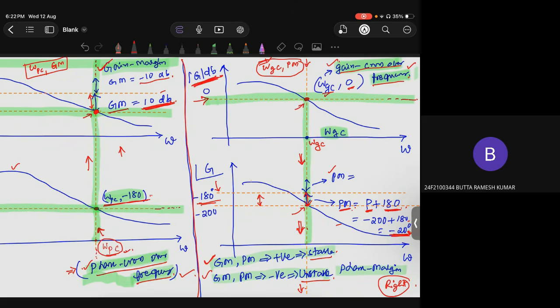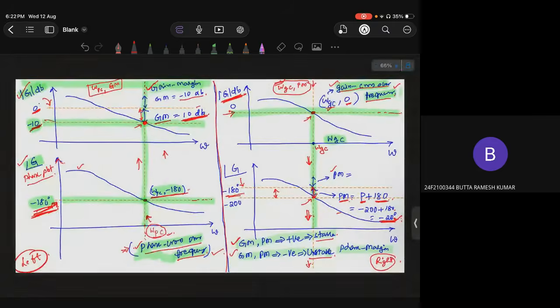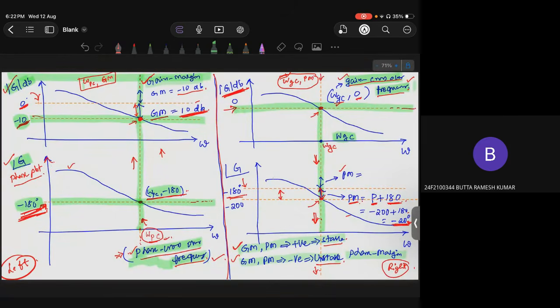Two things are very important. First one is phase crossover frequency, gain margin; gain crossover frequency, phase margin. We'll be using the same Bode plots, magnitude as well as the phase plots. In general, if both are positive, we say the system is stable. If both are negative, we say the system is unstable.